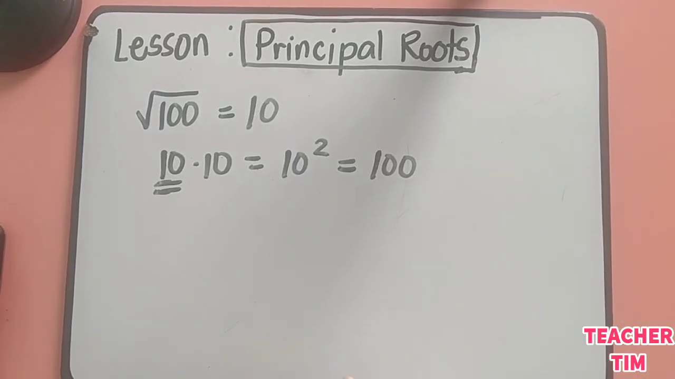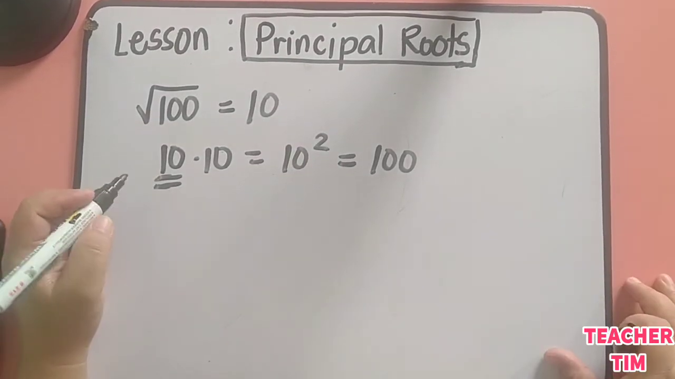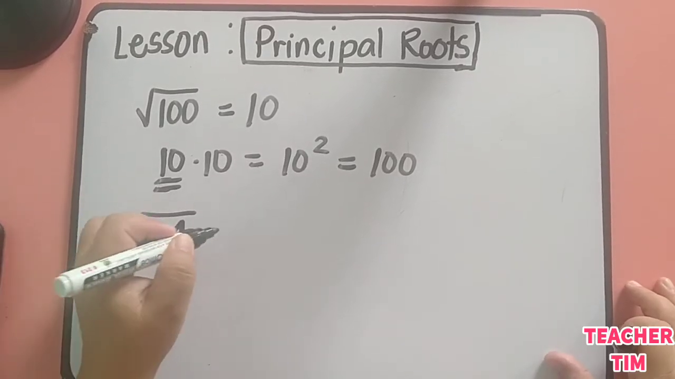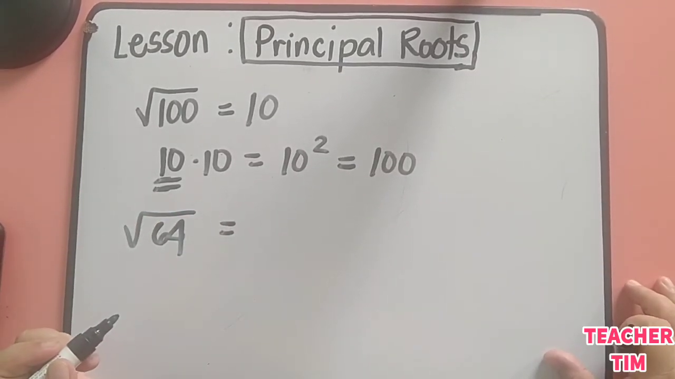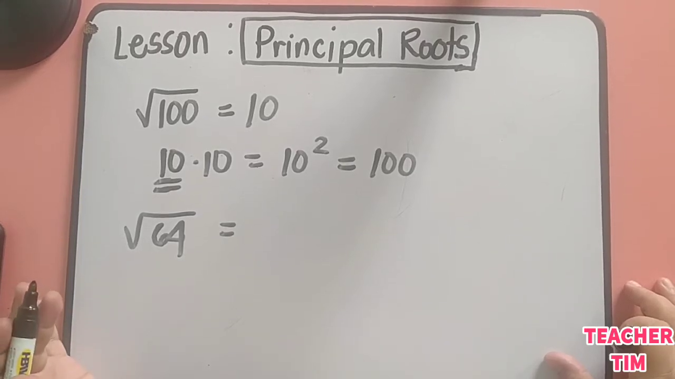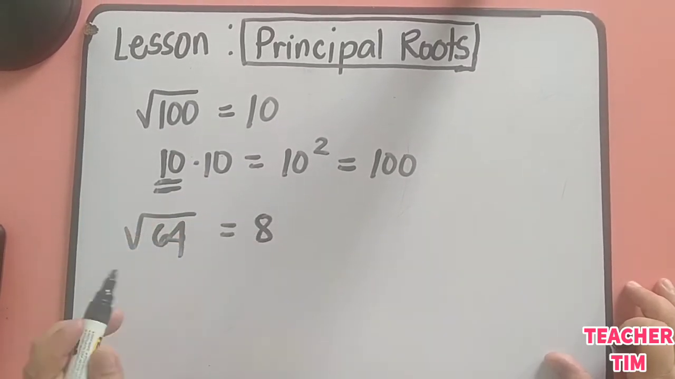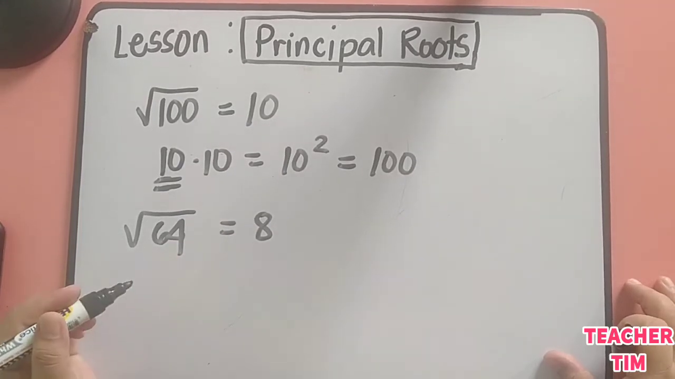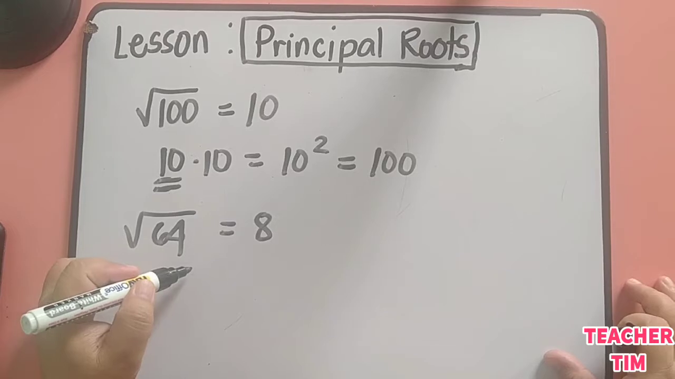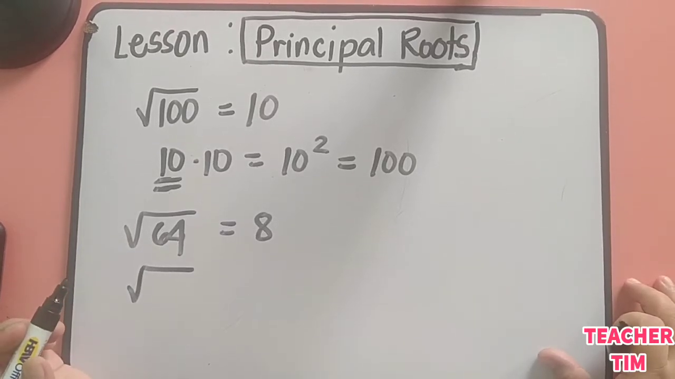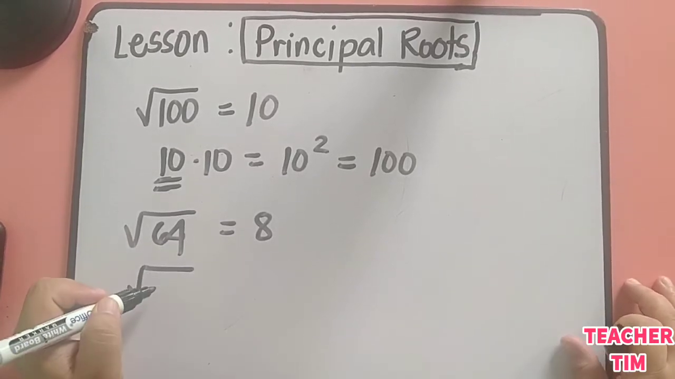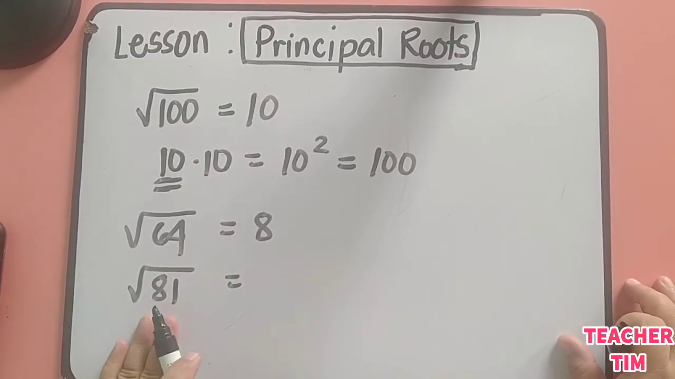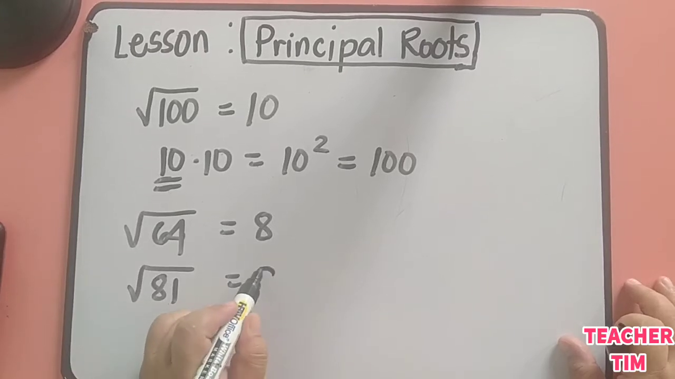Okay. Another example, square root of 64. What's the principal root? We have 8, because 8 times 8 is 64. And then we have another example, square root of 81. The square root of 81 is 9.